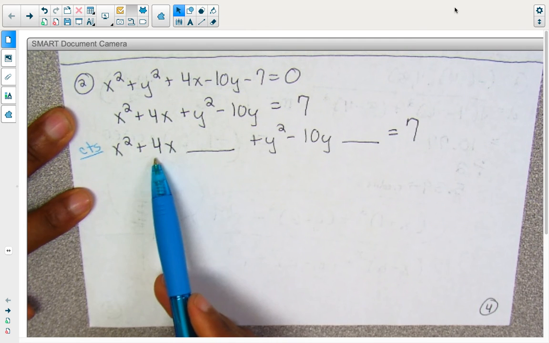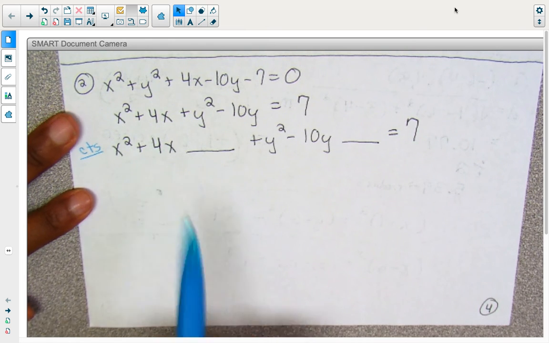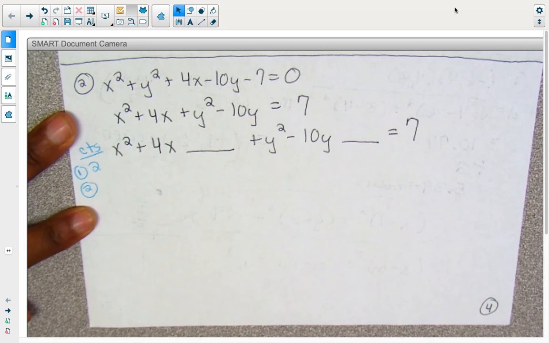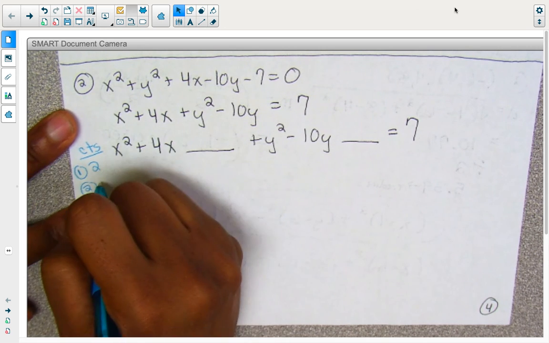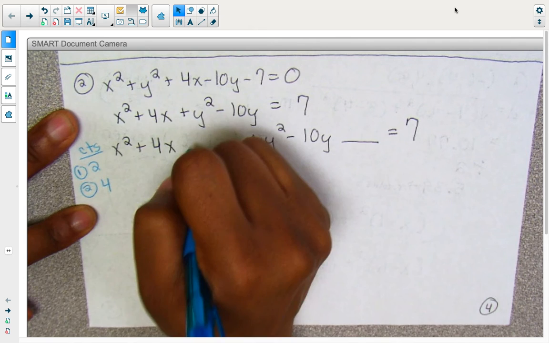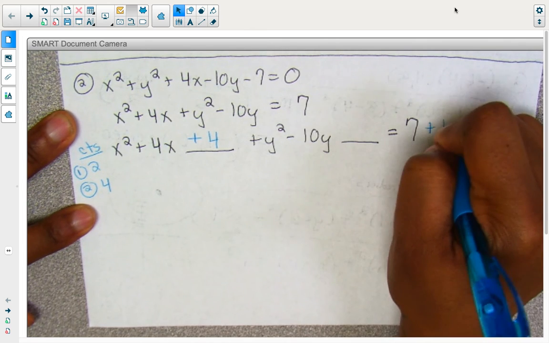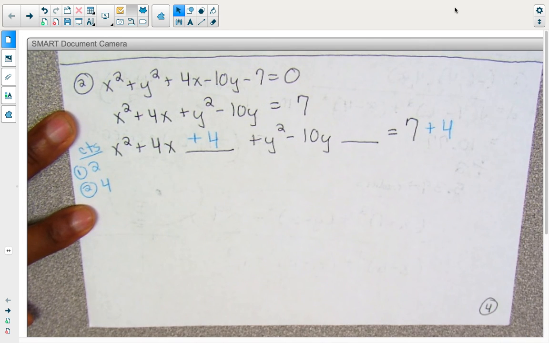So we're going to take half the middle number. 4 is the middle number, so half of that is going to be 2. Square that number. 2 times 2 is 4. So I'm going to add 4 here. And we know we have to keep our equation balanced. So since I added 4 on the left side, I have to add 4 on the right side.